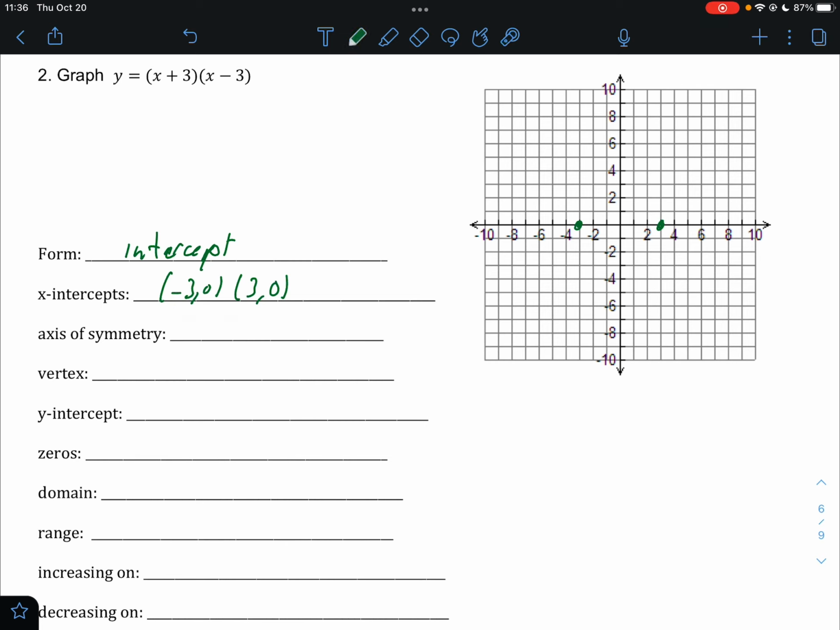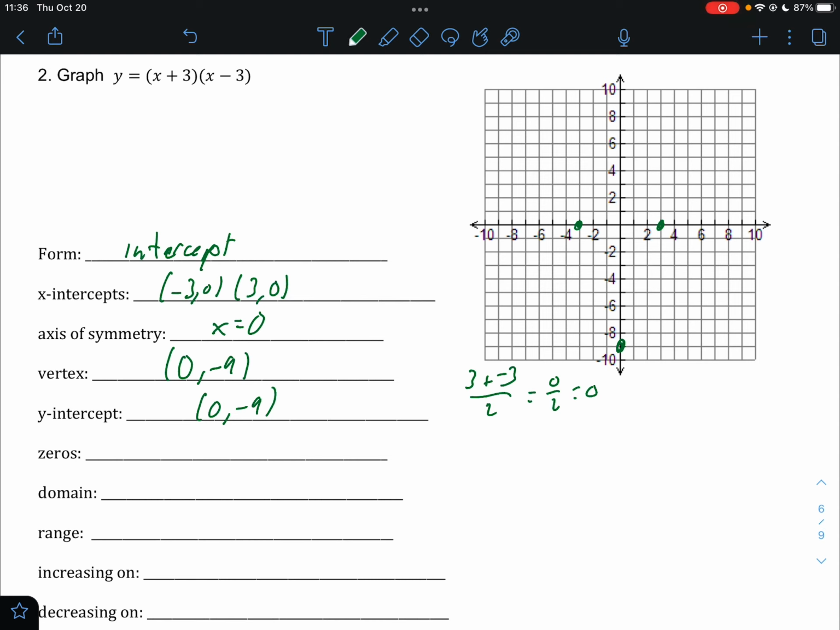You can think of it as the average of those two. So for the vertex, you're going to do 3 plus negative 3 over 2. When you find the average, you add them together and divide by 2, which is 0 over 2, which is 0. So the x-coordinate of the vertex is 0. That's also our axis of symmetry. For the y-coordinate of the vertex, you're simply going to take that 0 and put it back in here. So you get 3 times negative 3, which is negative 9. So plotting that, 0 comma negative 9 also happens to be our y-intercept, because 0 comma anything is a y-intercept.